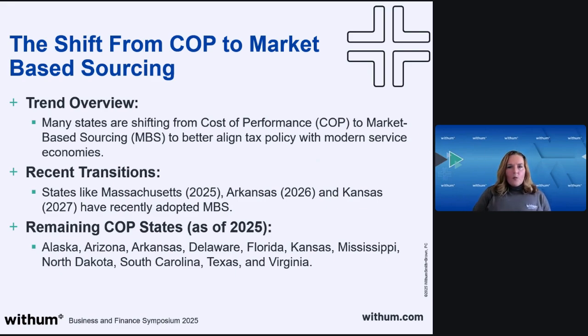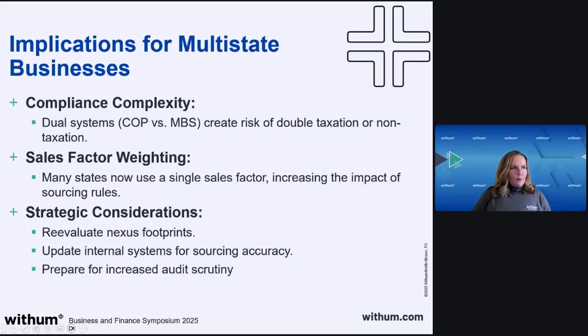So when you ask what is market-based sourcing, the revenue is based on where the benefit is received, or the market for the service. For tangible property, it would still be the destination, generally, for the product. So it can either be based on where the benefit is received. Some states say where the benefit is delivered, where the service is delivered. And there are still a handful of holdouts to cost of performance.